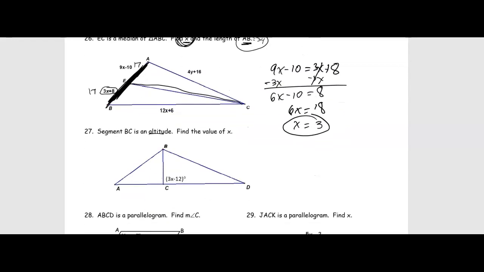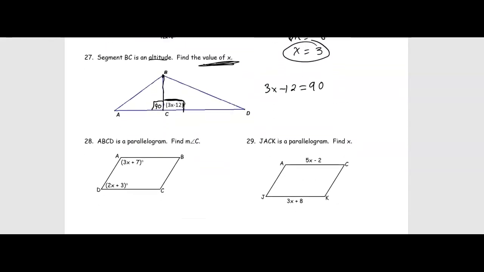All right, altitude. Medians cut it in half. Altitudes come down, and when they intersect the opposite side, they form a 90-degree angle. So what that then tells us is this is also a 90-degree angle right here. So the 3x minus 12 must be equivalent to 90 degrees. So we take that angle, set it equal to 90. All you're doing in this one is solving for x. Do the little algebra there, get your x value, and should be good.